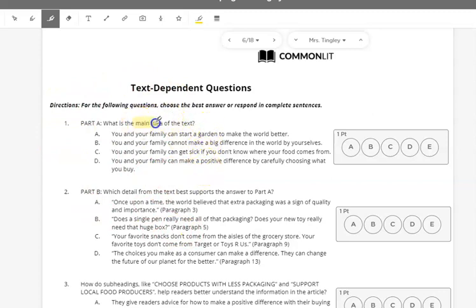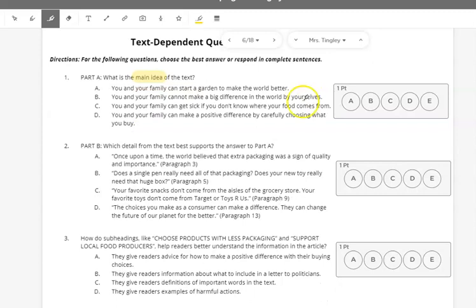Now when we're thinking about the main idea, I want you to think about what the author's opinion is. So what is the author's opinion, and how does that help us find the main idea? What do they think about buying products? Do they think it's wasteful? Do you think it's good to buy products with a lot of packaging? That will help you find the main idea.